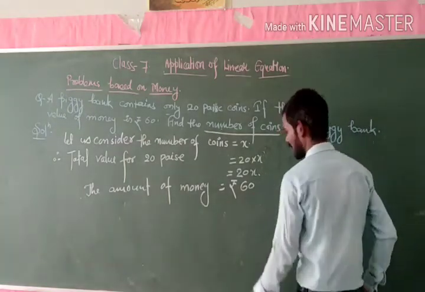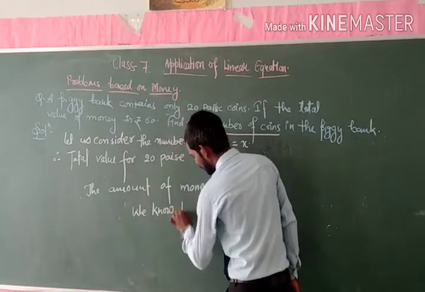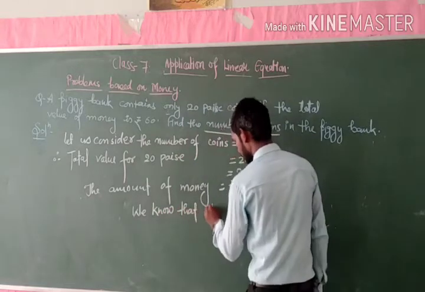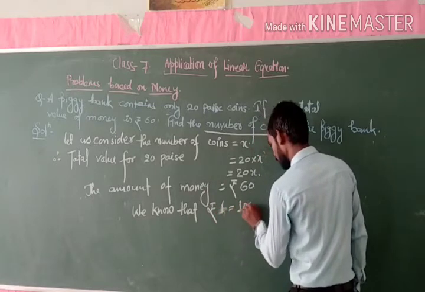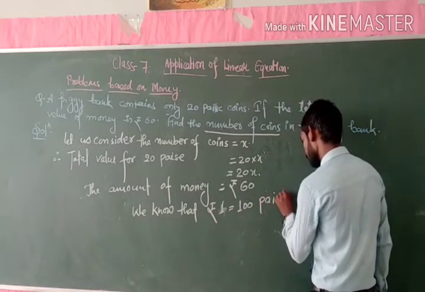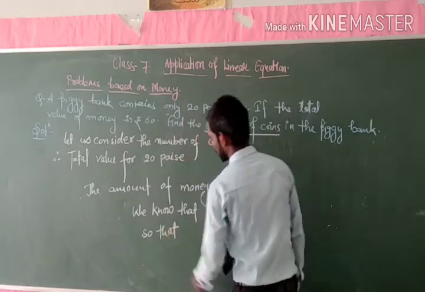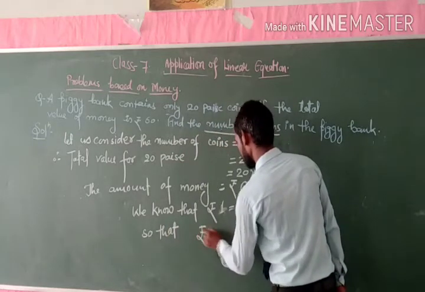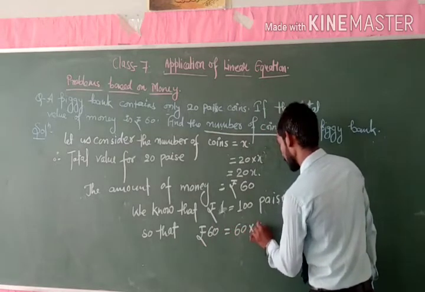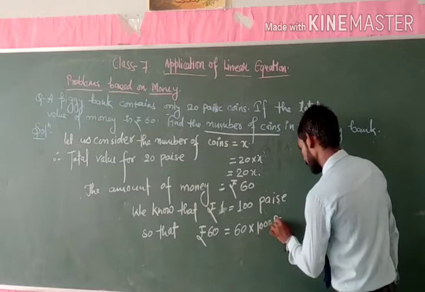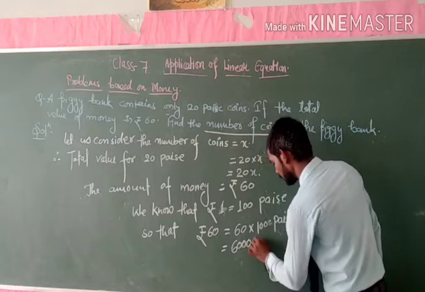For this, as we know, 1 rupee is equal to 100 paise, so that 60 rupees is equal to 60 multiplied by 100 paise, and this is equal to 6,000 paise.